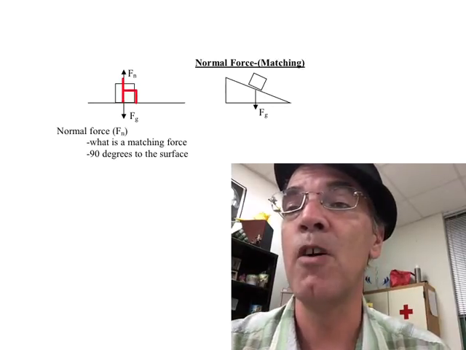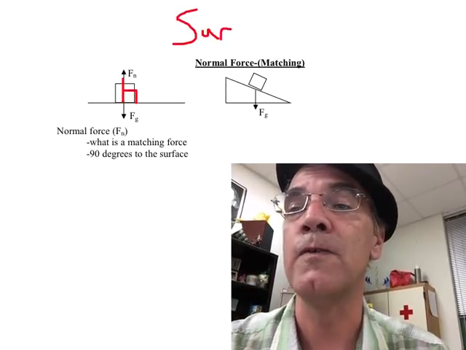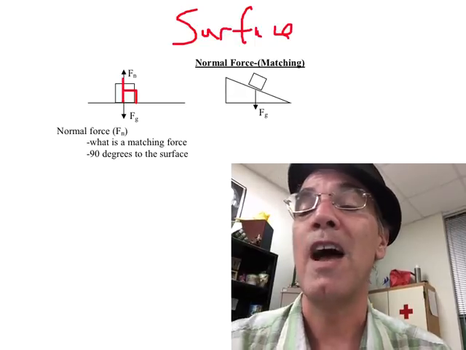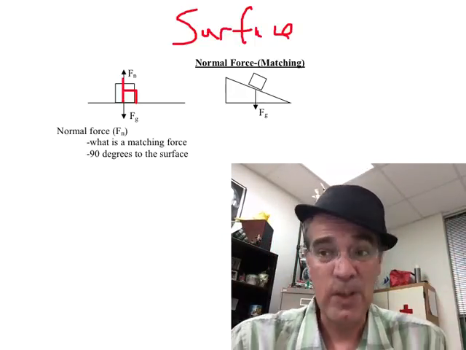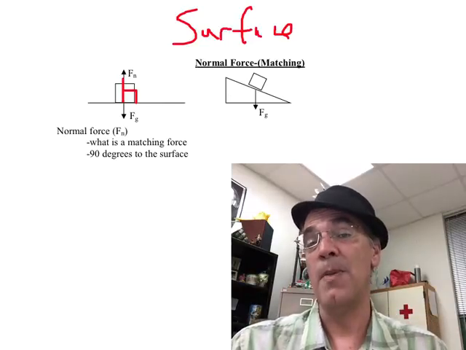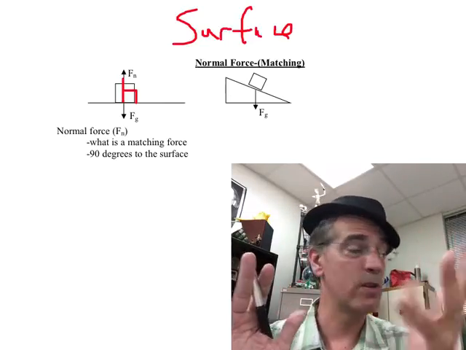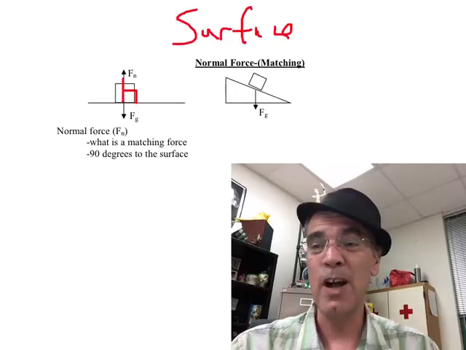We can sometimes think of normal force as the surface force. Gravity needs to be somewhere with mass, like we're on the Earth. Normal has to have a surface, so otherwise we don't deal with it at all. But if there is a surface and it's touching the surface, there's going to be a normal force. And it's what's called a matching force.